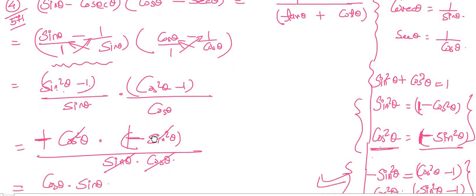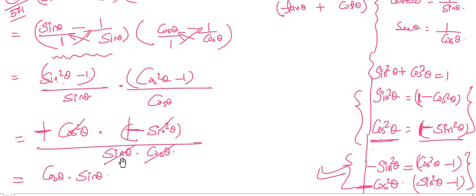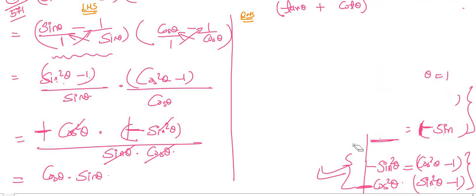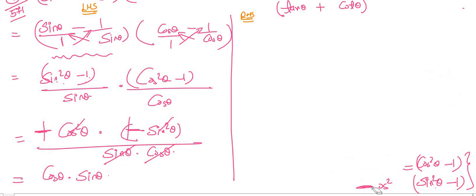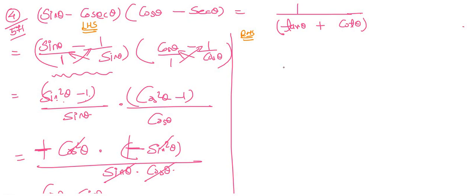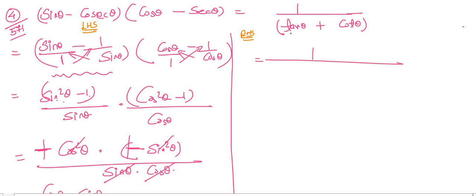On the left side I am getting cos into sine. So let me try on the right hand side. This was the left hand side. Let's try the right hand side. Let's try to solve it. How to solve it is simplify it. Convert tan and cot into sine and cos. Simple. Let me try. Tan is sine by cos. Cot is cos by sine.